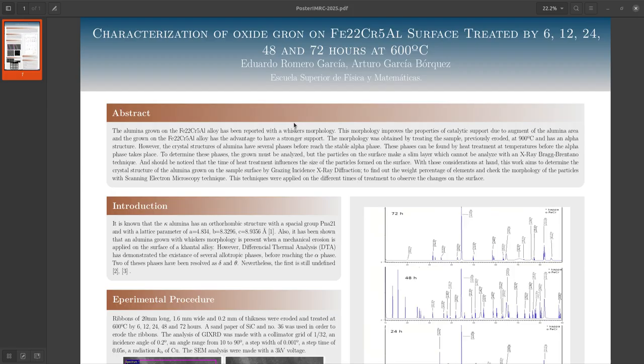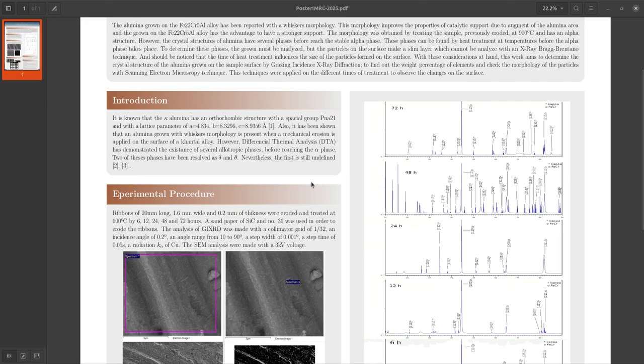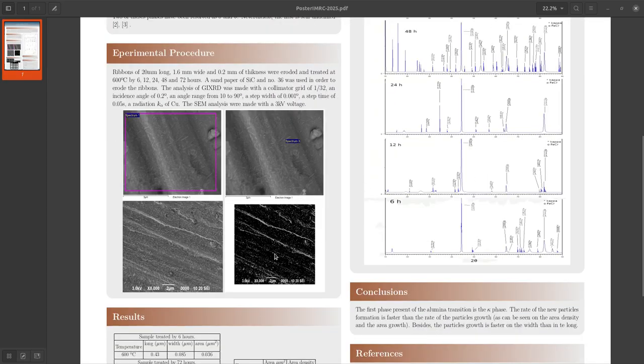To determine the size change and particle density, the images obtained by scanning electron microscopy were inspected with homemade software in MATLAB and the GIMP software in Ubuntu. Now, this is the MATLAB software, and an image like this was studied with GIMP software to measure the particle area.